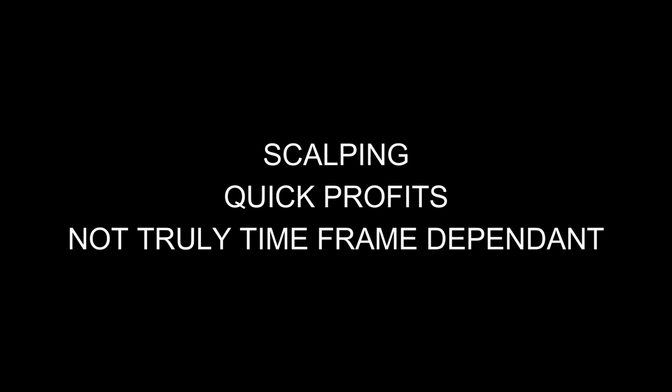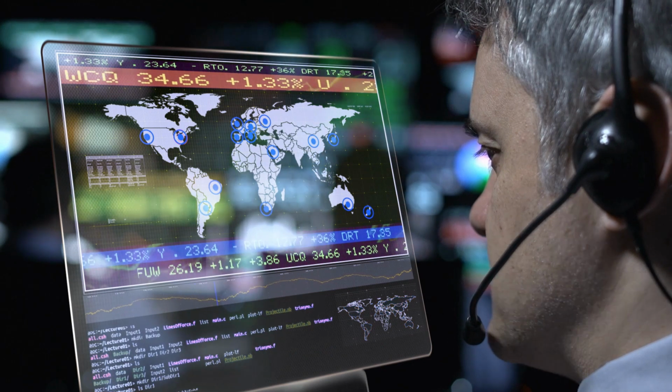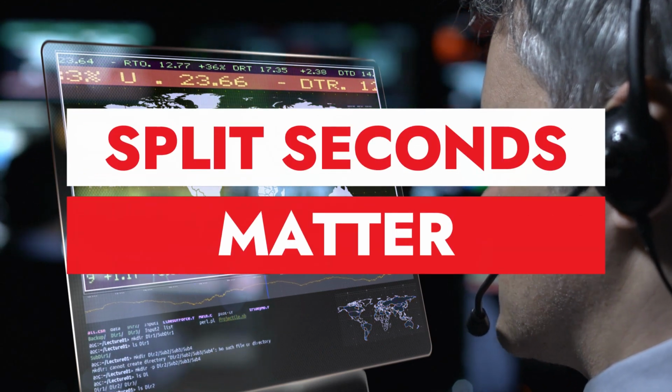Scalping, taking advantage of small price movements throughout the day. You enter and you exit trades pretty quickly, often holding positions for a few minutes at a time. And you've got to have a really quick execution platform. You don't want to be left hanging in a trade, not able to get out when you want to.